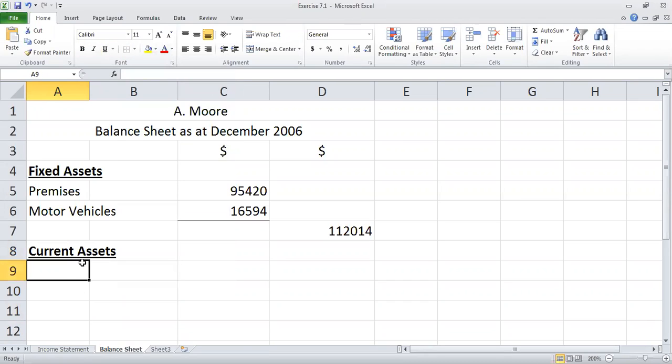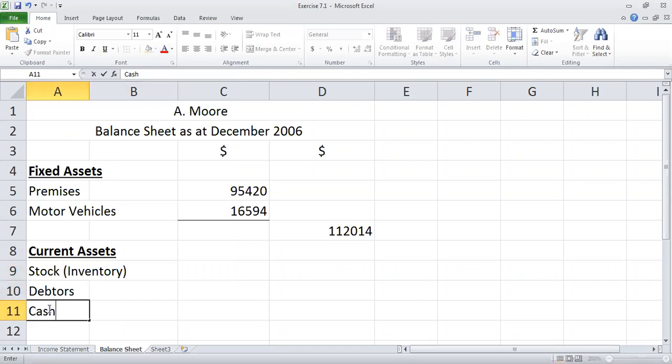Now, our current assets are, to start with, stock. In other places, you find it as inventory. Then you have debtors. Then you have cash at bank. Then you have cash in hand.